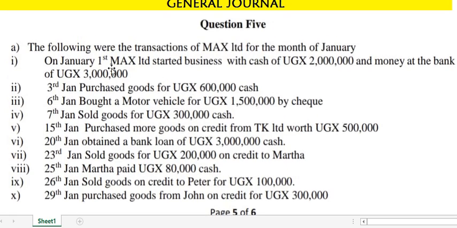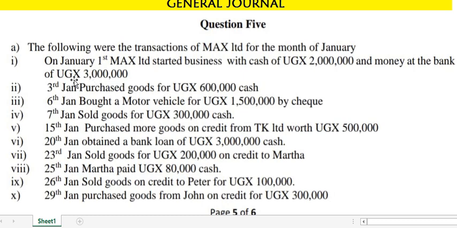On 1st January, Max started a business with cash 2 millions and money at the bank of Ugandan shillings 3 millions. Before you enter these transactions into the journal, you have to know the rules of double entry. We need to know when we debit and when we credit. If you follow those rules, you can ensure accurate and reliable financial records.